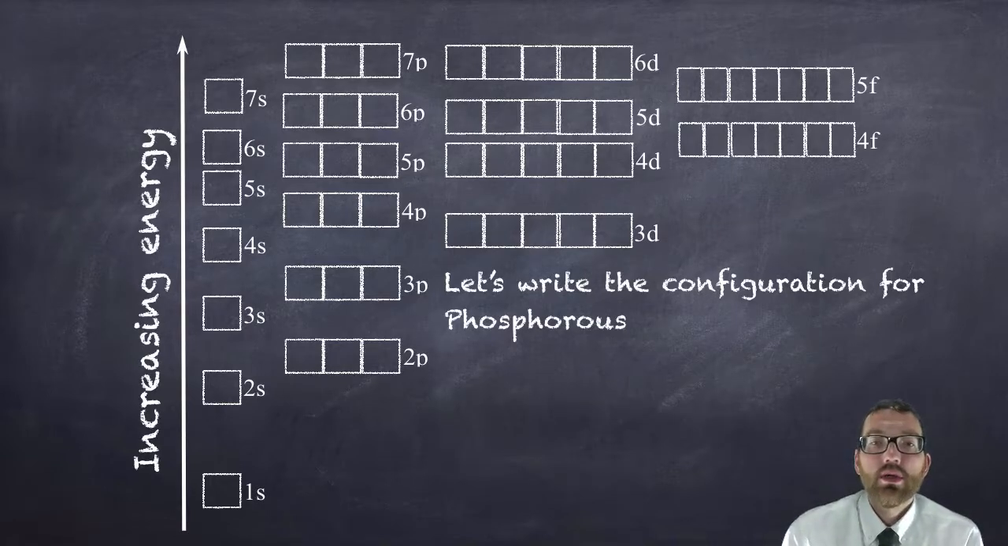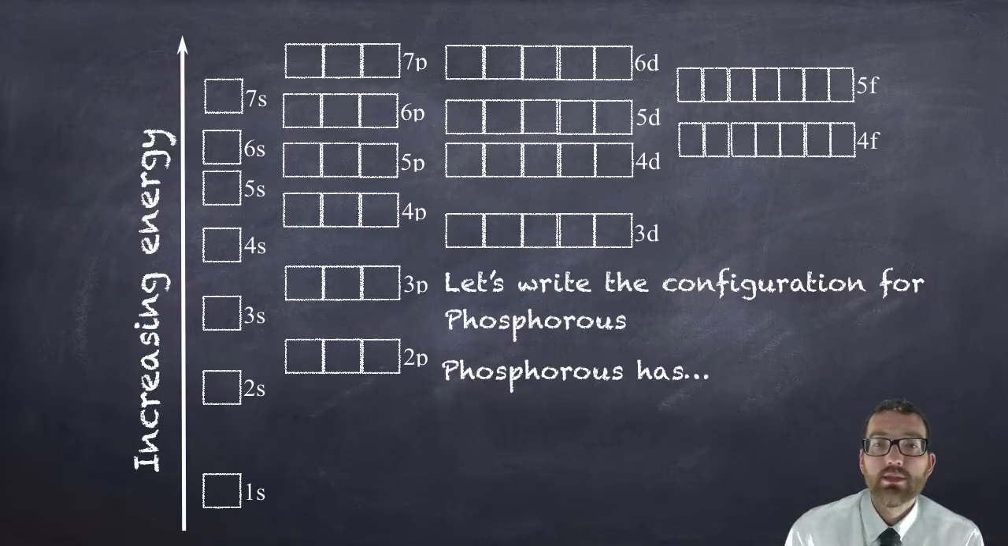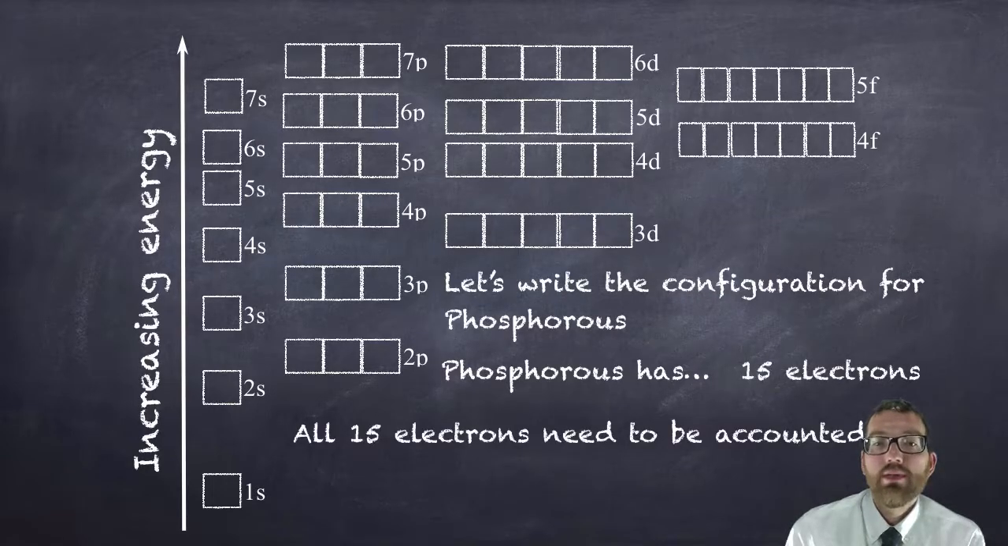Okay, so let's draw the electron configuration for phosphorus. So the first thing we need to know is how many electrons does phosphorus have? That's what will tell us how many arrows we need to draw in the boxes. So if you go to your periodic table and you find phosphorus, you'll see that it has 15 electrons. So all 15 electrons need to be accounted for as arrows in these boxes according to our 3 rules.